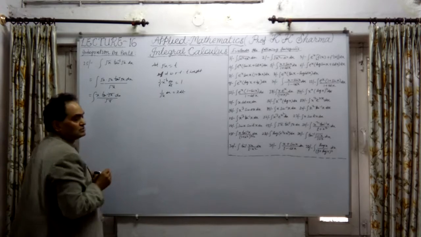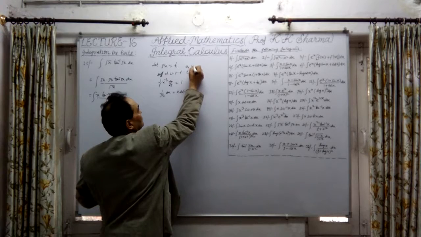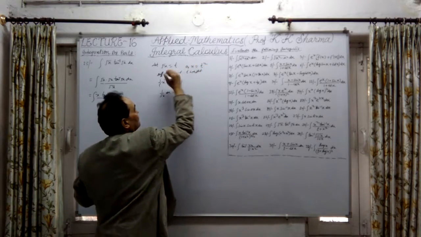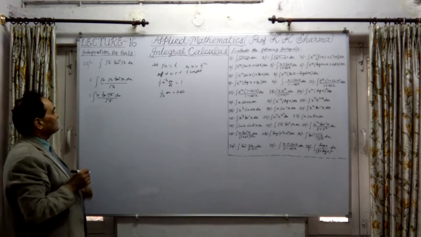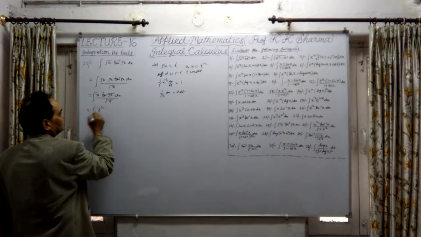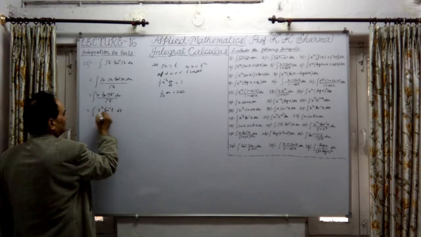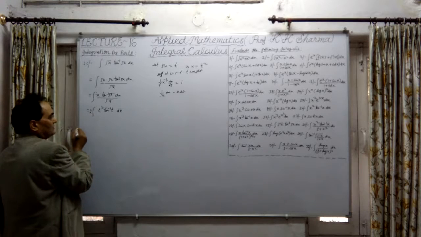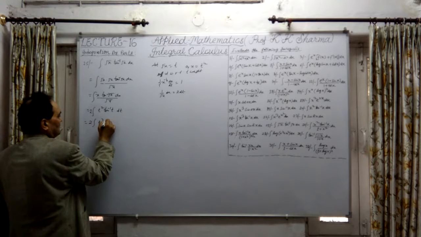Now let me change this. So under root x equal to t, or x equal to t square. In place of x we have to substitute t square. So let me write here: this will be the integration, this x is t square, and this dx upon root x is 2 dt, and it is tan inverse t, and this is twice dt. Let me take 2 out of the sign of integration. This is the final form. Now the bypass method we have to apply here.